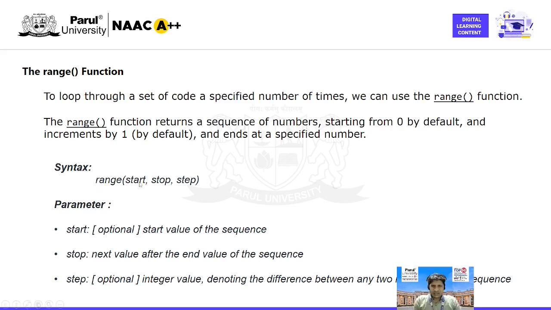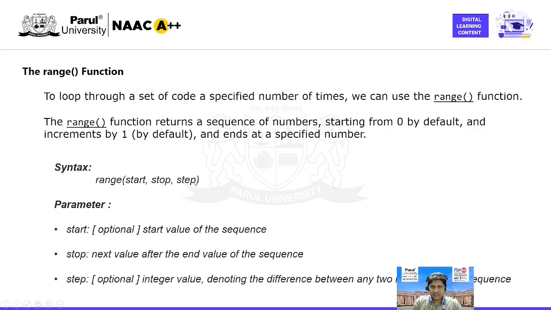Syntax: range. Start means the initial value for the loop. Stop means the last value of the loop. It means whenever we reach the stop value, the loop will stop or be terminated. And step is the increment or decrement.